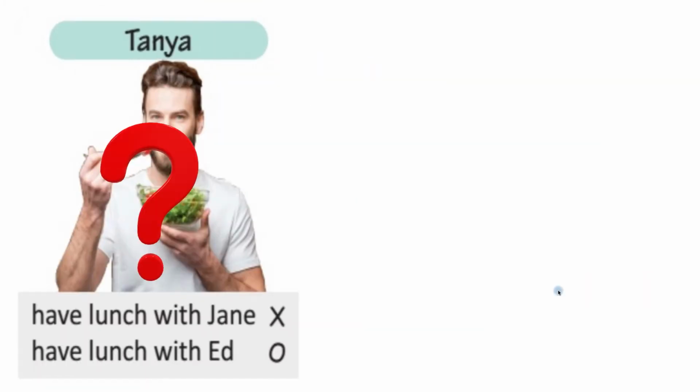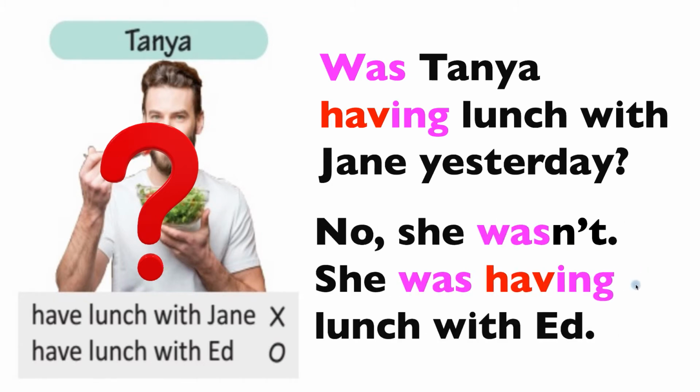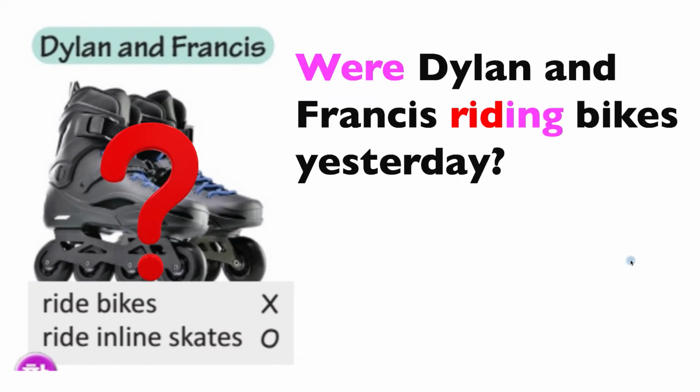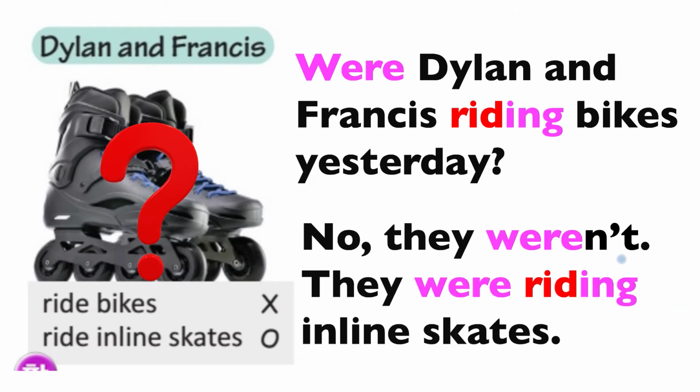We've got Tanya. Tanya is one person, so it's a was. Was Tanya having lunch yesterday with Jane? No, she wasn't. She was having lunch with Ed. Yes. So you can see the pattern follows each sentence. So here, were Dylan and Francis riding bikes yesterday? Same pattern. No, they weren't. They were riding inline skates.